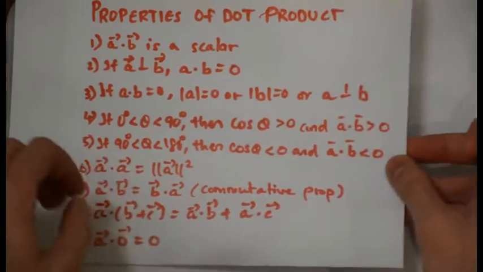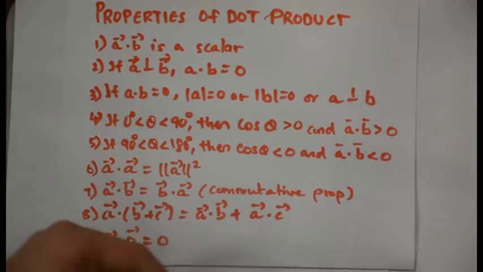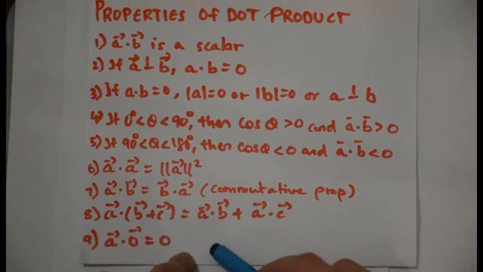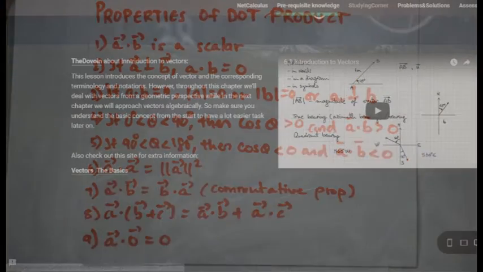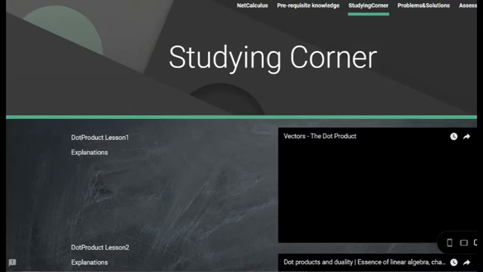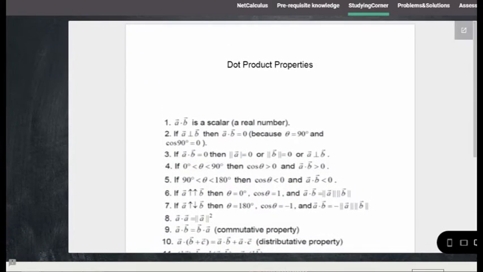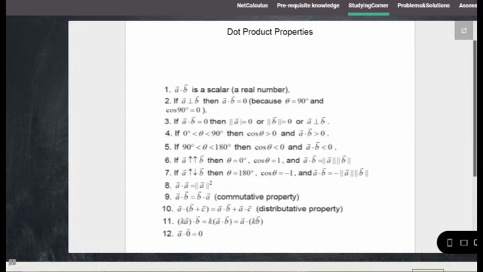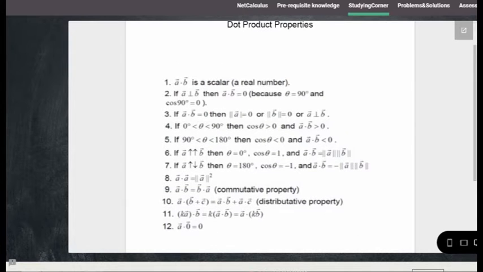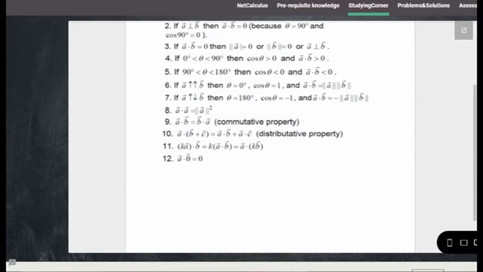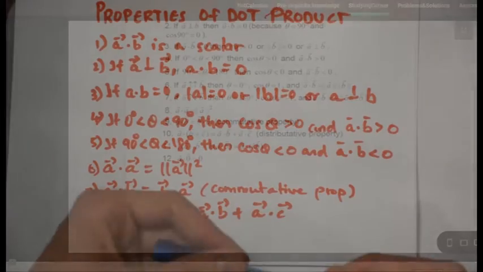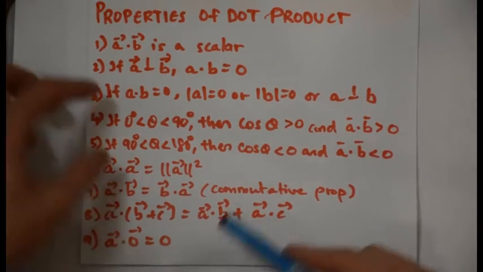Also, there are 9 main properties we're going to talk about today, but if you want to learn all of them, you can go to Study Corner all the way down, and here is the dot product properties. You can scroll down and you can learn all of the 12. But today we're just going to learn these 9.